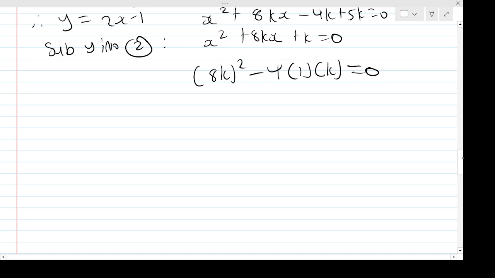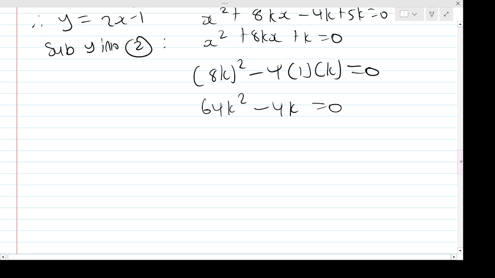Anyway, so we get this equation because of the discriminant, then I can expand this bracket, right? 8k squared, remember, is 8 squared, which is 64k squared, so I have to square both numbers inside the bracket. Remember the index laws we did in the first chapter? So 64k squared minus 4k, if I times 4 by 1 by k. There we are, and that equals 0.